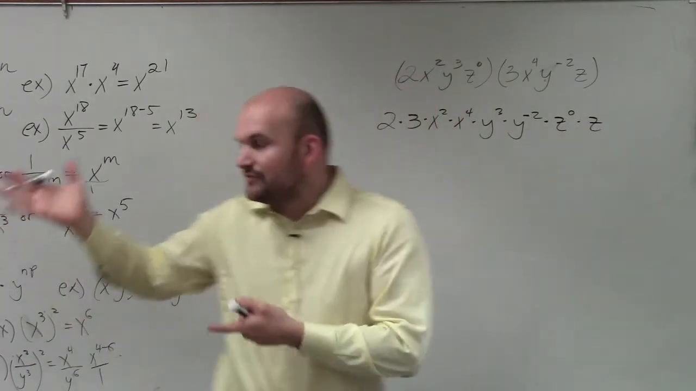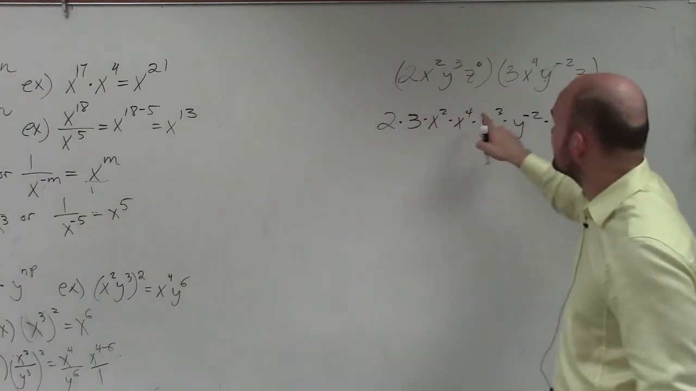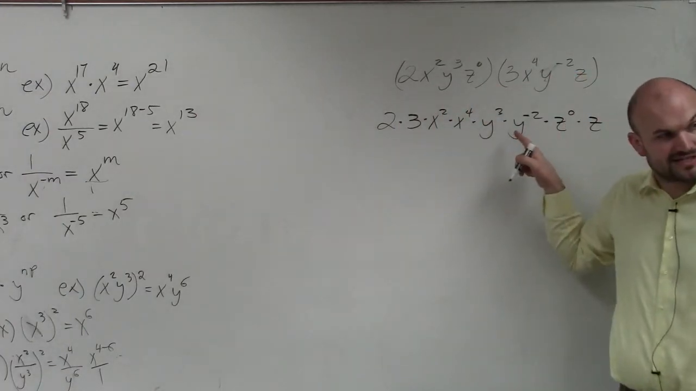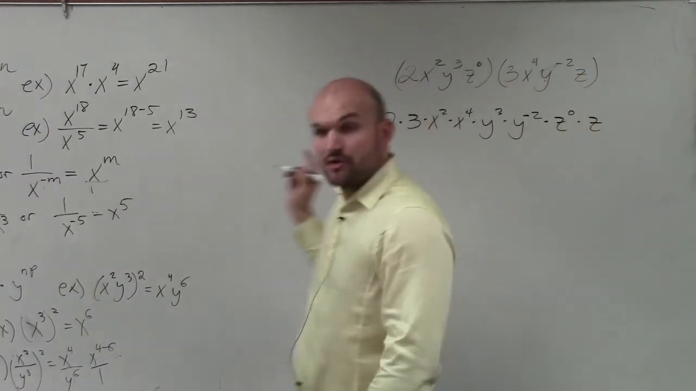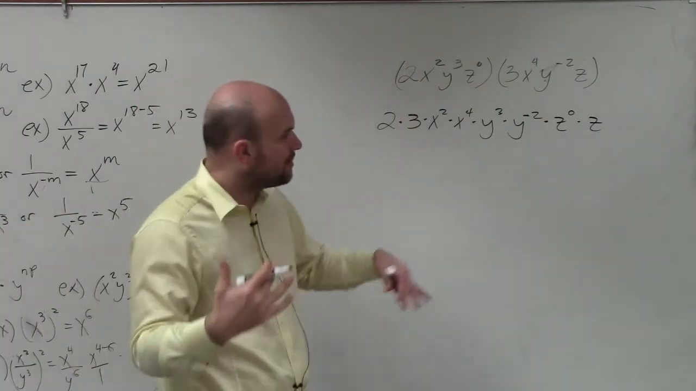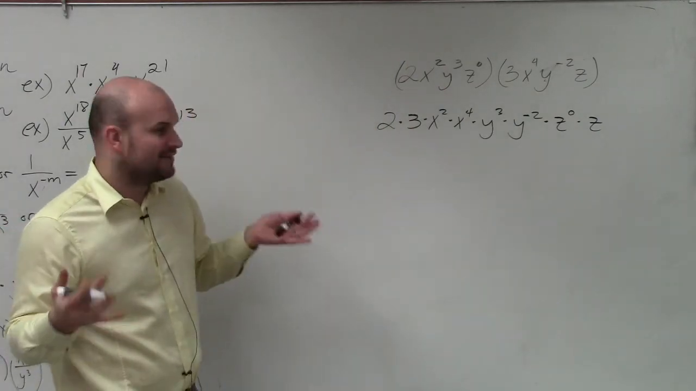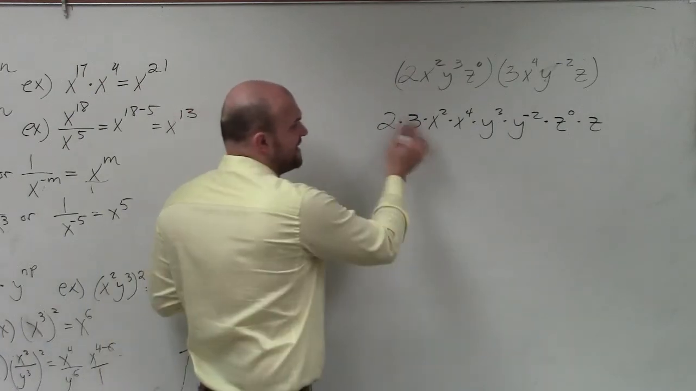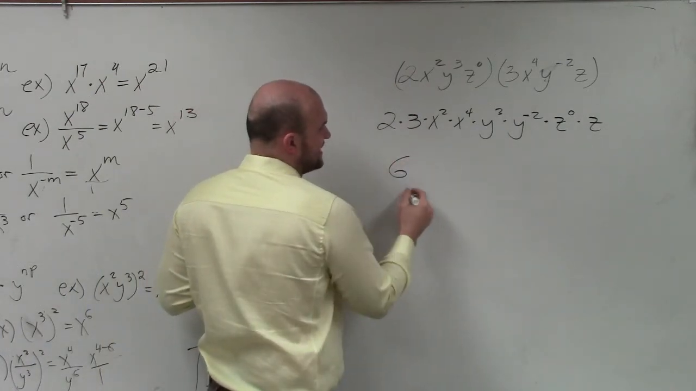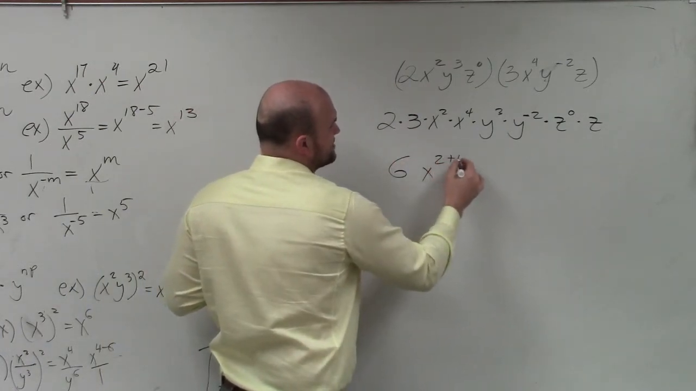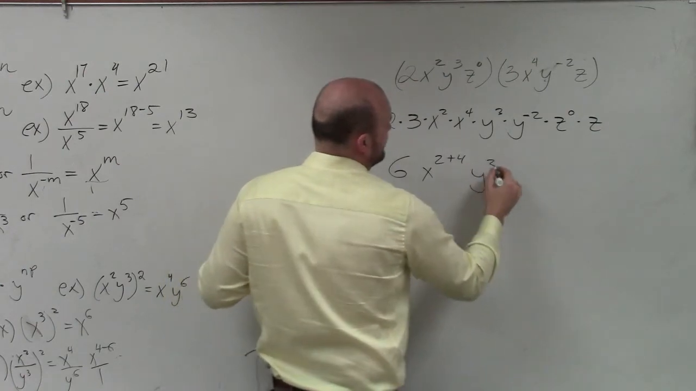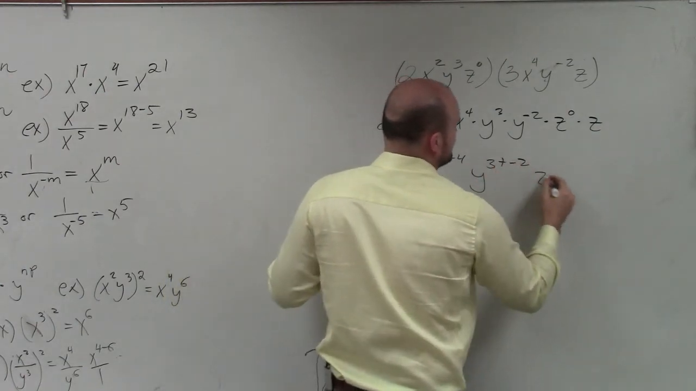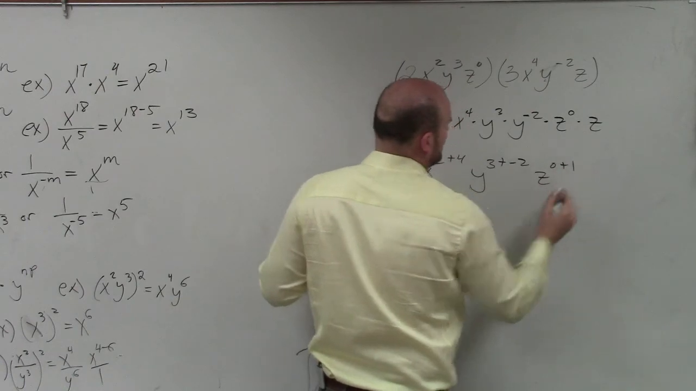Now, obviously, if you look at your rules of exponents, you can see there actually is a rule that we can use with negative exponents, and there is a rule with a power raised to the 0 power. But I'm not really going to be concerned about that right now, because if I just use the product rule here, I have 6, then I have x to the 2 plus 4, times y to the 3 plus negative 2, times z to the 0 plus 1.